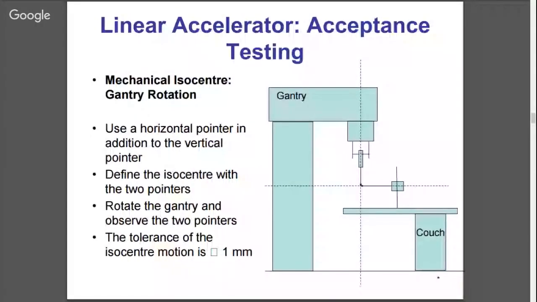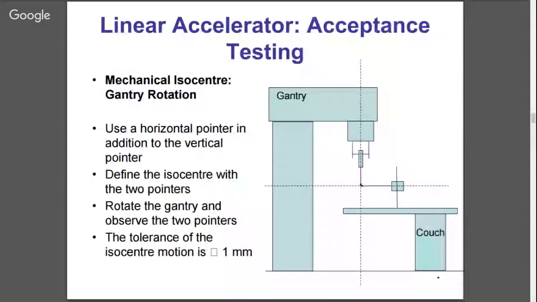The other degree of freedom is the gantry rotation. So in this case, we can use 2 pointers. You can see in this geometry, we've got the front pointer on the vertical plane, which is the collimator rotation axis, and then we'd have another front pointer on the couch in the horizontal plane, and these two tips are very small, and we can make them touch. And then if we rotate the gantry around, what we're looking to see is that these 2 pointers don't move around relative to each other, and we're looking for sub-millimeter accuracy here as we rotate the machine around.